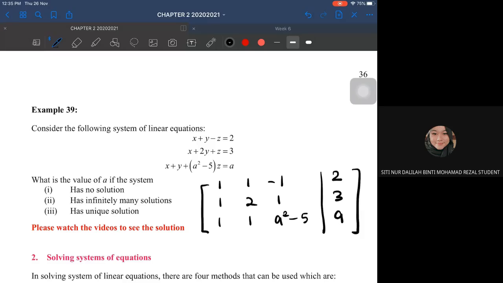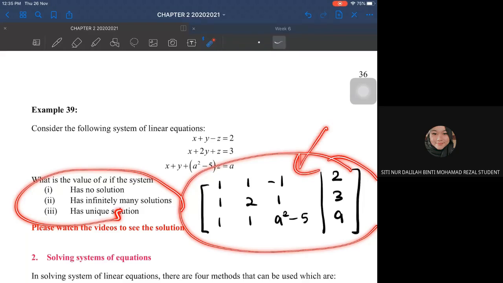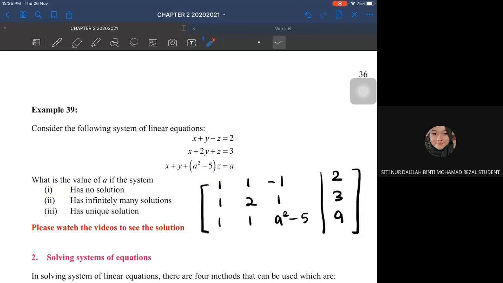Okay. And nanti you akan tengok dalam video tu dah ada discussion macam mana apa nilai A kalau kita nak jadikan dia no solution. Apa nilai B kalau kita nak jadikan dia many solution, dan apa nilai C kalau kita nak jadikan unique solution. But before you nak buat ni, you have to do something on this one first. So please refer to that video. Okay.